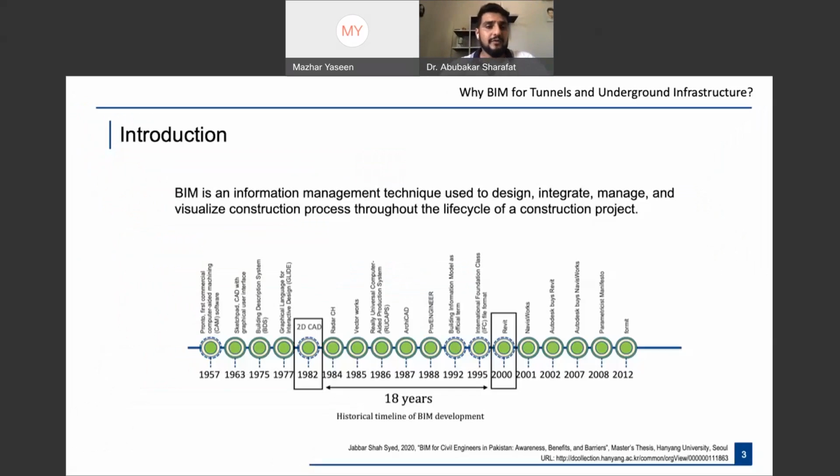So first of all, what is BIM? To make it more precise and simple, it is a technique to manage and visualize the process of the construction site. Their definition for me is more in how we are going to use it.